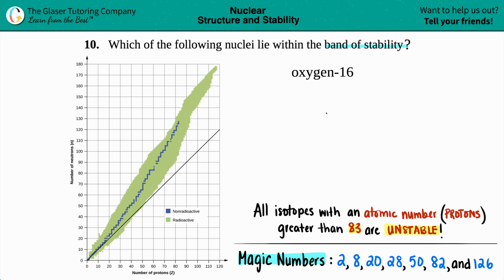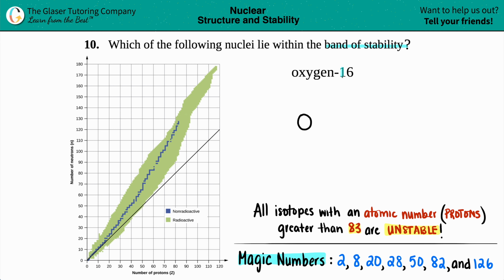Well, let's see. In order to find out whether something's going to be in the band of stability or not, you have to first find out the total number of protons and neutrons that the isotope has. So let's just write that out in nuclide notation, where we have O being oxygen, and then generally speaking, we have a number on the top and a number on the bottom. So we just have to find out those two numbers.